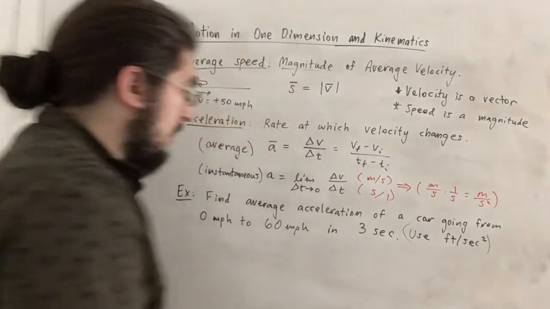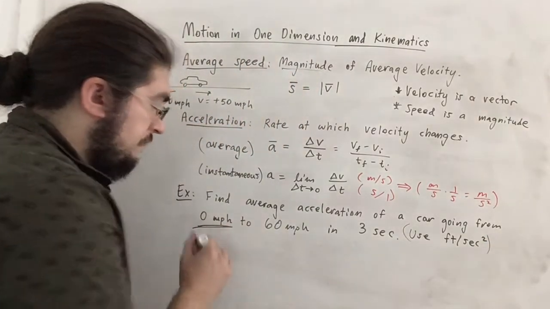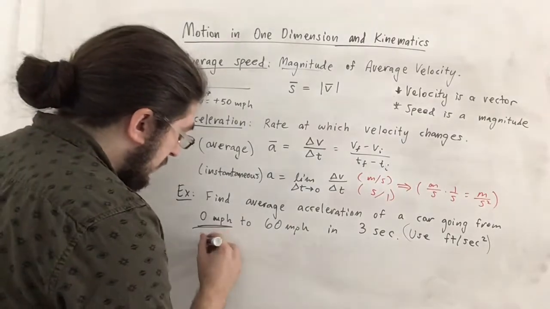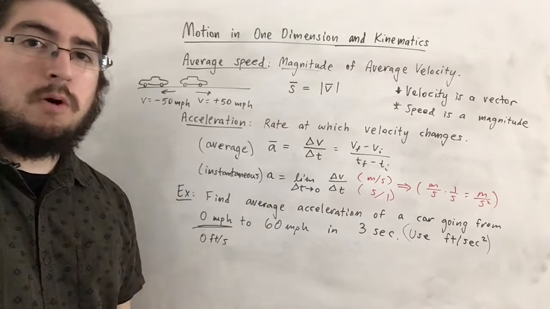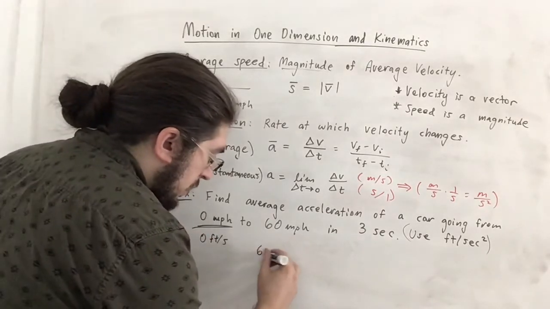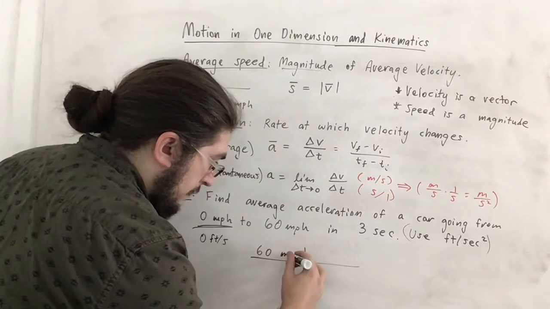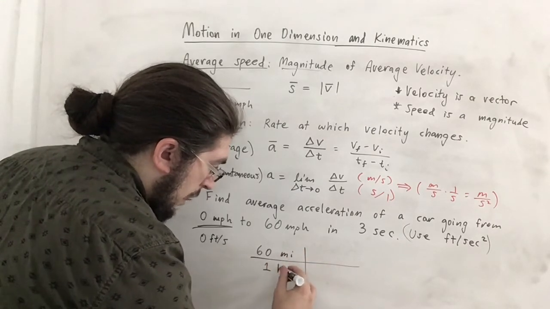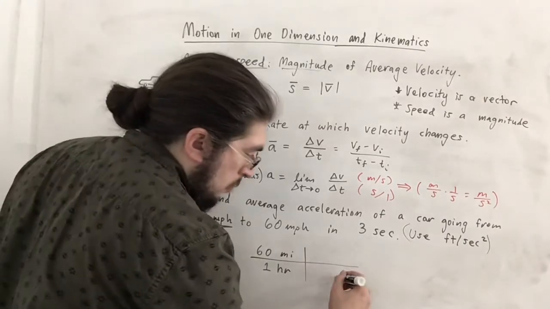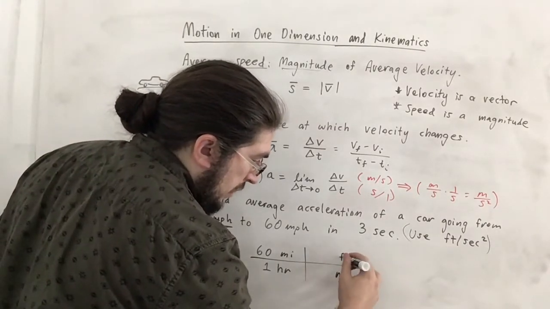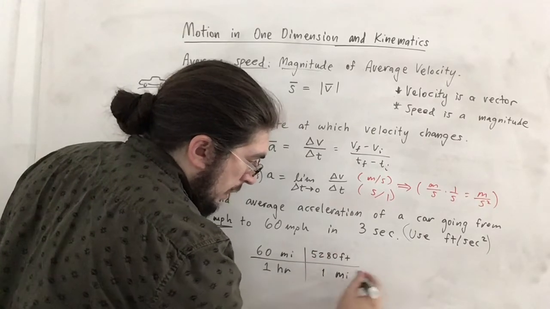So with that said, let's convert each of these to feet per second. Now 0 miles per hour is still going to be 0 feet per second, but 60 won't be. Let's calculate 60 using our good old-fashioned conversion table. So it's 60 miles over 1 hour. We want to convert that to feet per second. So remember how that goes. We want to get rid of miles. We want to introduce feet. There's 5,280 feet in 1 mile.